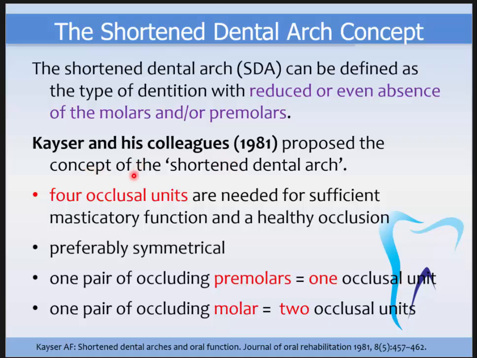In the Käyser paper, they only consider the posterior teeth. They say that 4 occlusal units are needed for sufficient masticatory function and a healthy occlusion, preferably in a symmetrical pattern. If you have 1 pair of occluding premolars, it is considered 1 occlusal unit. If you have 1 pair of occluding molars, it is considered 2 occlusal units. For premolar it is 1, for molar it is 2.